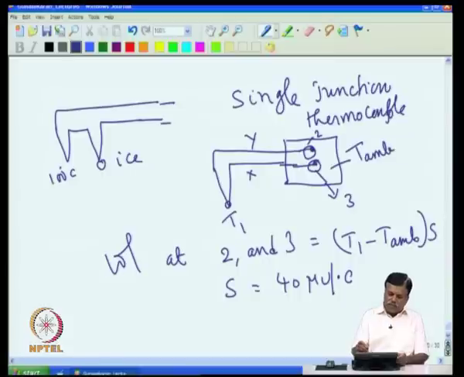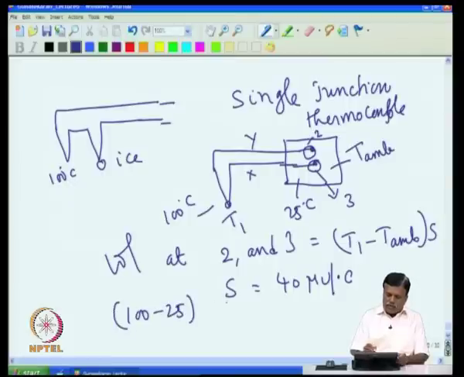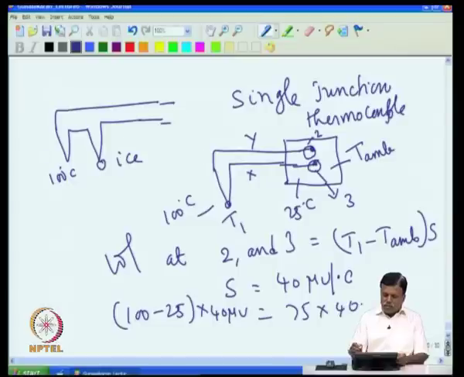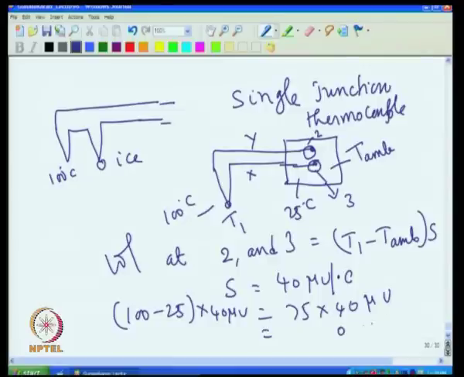into sensitivity, where in this case S we have taken as 40 microvolt per degree C. So, for example, if the ambient is, say, 25 degree C, and this is 100 degree C, then you get 100 minus 25, a 75 degree difference, into 40 microvolt sensitivity. So, that is 75 into 40 microvolt, which comes to 3 millivolt as output voltage. So, it corresponds to 75 degree only.